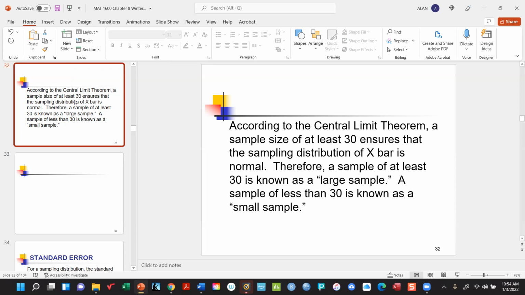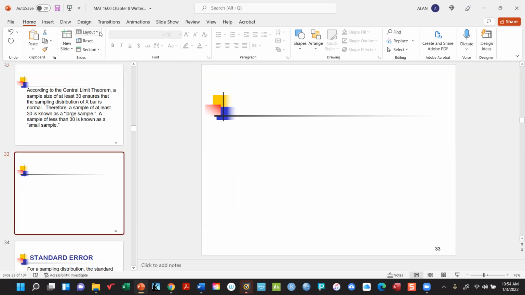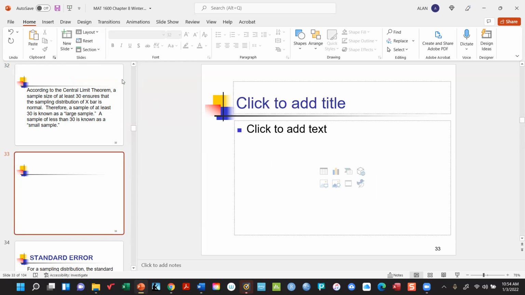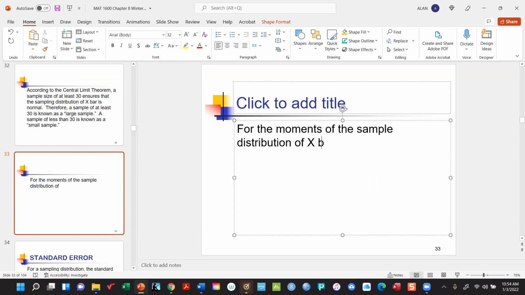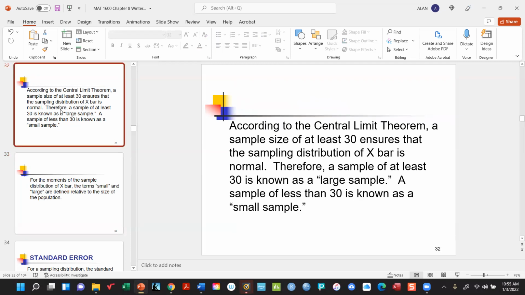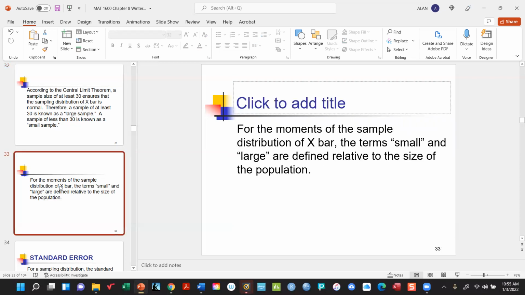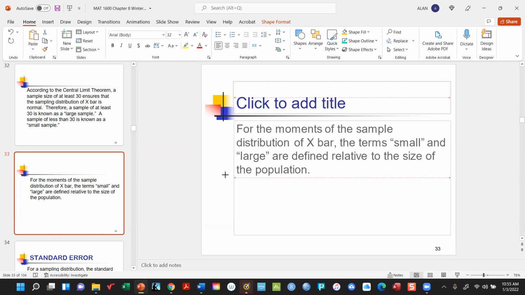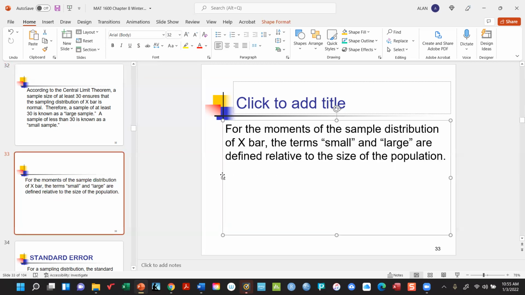But as far as the moments are concerned, the terms small and large are defined relative to the size of the population. In other words, think of these as relative measures. Up here, these are absolute terms. 30 is the cutoff point, large and small, for deciding if our X bar is normal. But as far as the moments are concerned, we have to make a distinction between large and small again, but now we're thinking in terms of the comparison between the size of the sample and the size of the population.